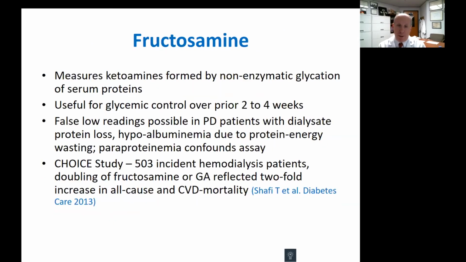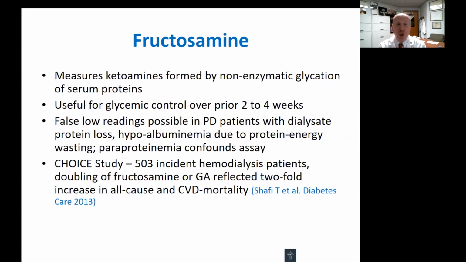Another glycated protein that may be useful in kidney disease is fructosamine, that measures ketoamines formed by non-enzymatic glycation of serum protein. It's useful for glycemic control over the past 2 to 4 weeks. And again, there can be falsely low readings in patients on peritoneal dialysis who have protein loss in the dialysate, hypoalbuminemia due to protein energy wasting, and paraproteinemia can confound this assay.